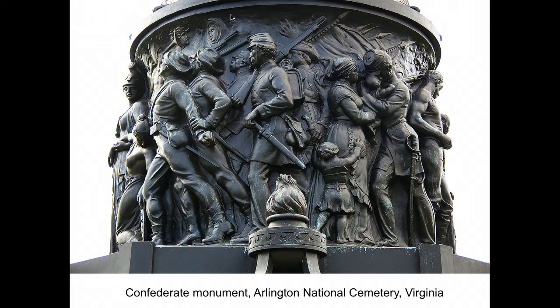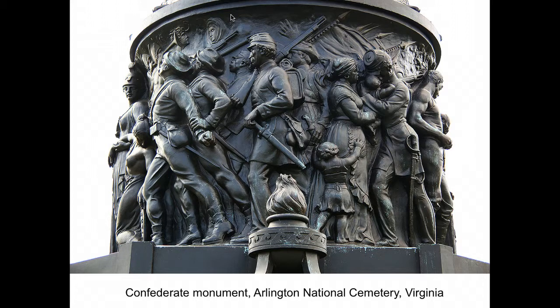Here, for example, is the Confederate monument at Arlington National Cemetery in Virginia, showing on the right-hand side an African-American slave holding up a white child to his father as he goes off to defend slavery. So here's a monument which imagines that African-Americans, slaves in the South, supported the Confederacy in that war.